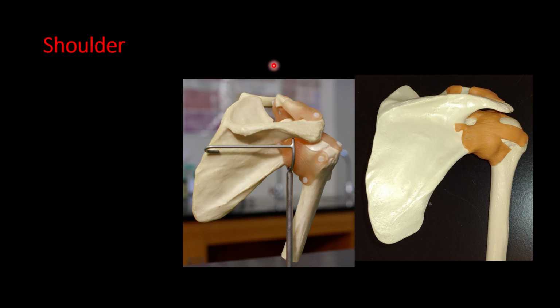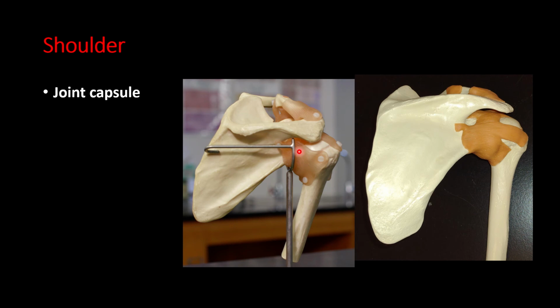So this is the posterior view. How do you know this is the posterior view? So you look at the spine of the scapula. This is the supraspinous fossa, this is the infraspinous fossa, and this is the acromion. Same thing here. This is the infraspinous fossa, this is the supraspinous fossa, this is the spine, and this is the acromion.